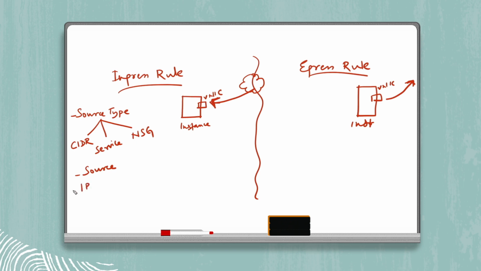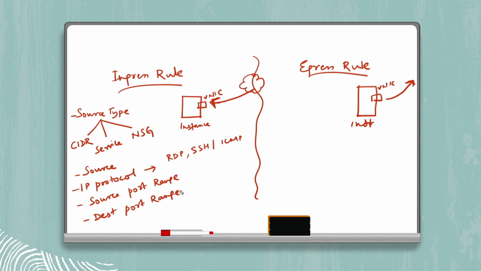Then the IP protocol, and there are different types of protocols that are supported. For example, just to name a few, RDP, SSH, ICMP. Then there is source port range. This is optional. And the destination port range is also optional. It will get automatically populated depending on the IP protocol that you select. So these are the things that you define when it comes to ingress rule.